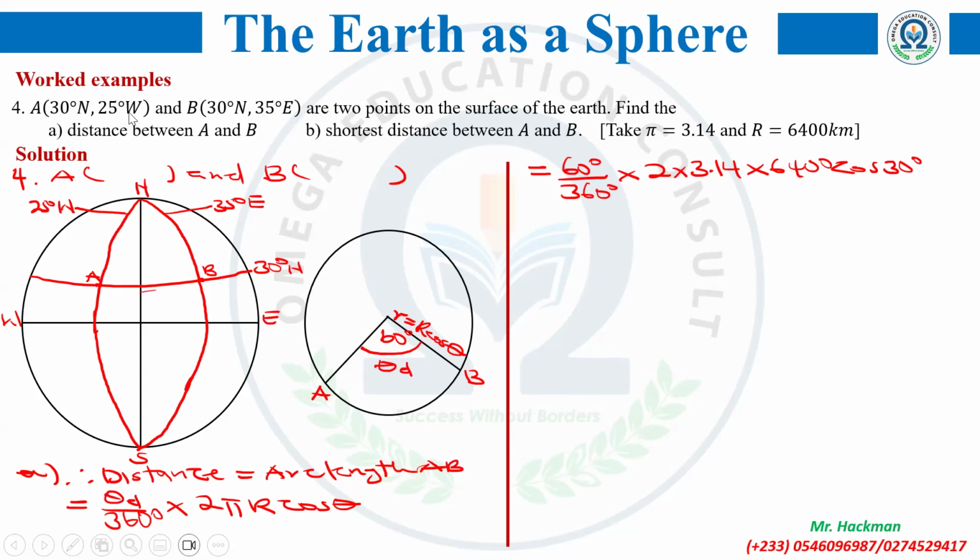Here, one of the longitudes is west and the other is east, a different direction. So we add to find the angle of difference. If they were in the same direction, we would have subtracted. If this one was west, we would have subtracted 25 from 35. If this one was east, we would have subtracted 25 from 35. But once it's west and east, different directions, we add. Is that clear?